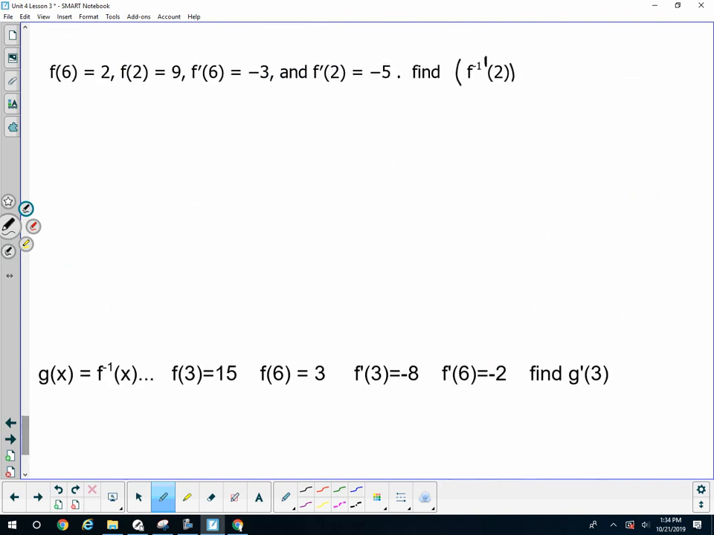All right, let's keep going. Let's see if we can all get this one here. F inverse prime of 2. You're given a bunch of information. You're only going to use some of it, just like in the table. Two for f inverse is what I want. I want f inverse prime at 2.